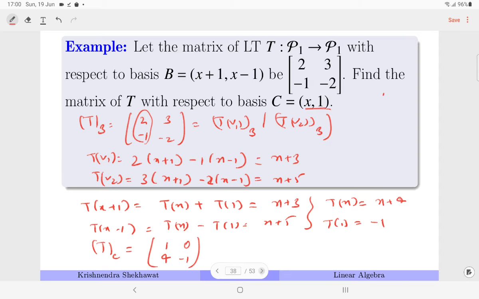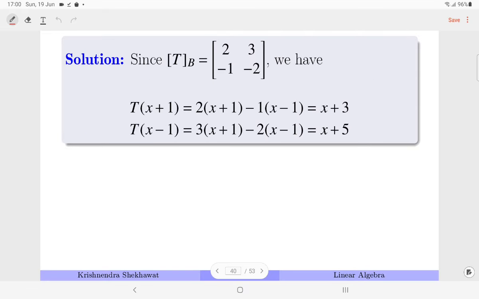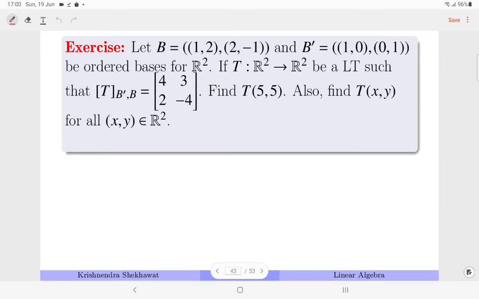So, very interesting question. The next question says that if B and B dash are bases of R2 and T is a linear transformation where T B dash B is given, compute T of (5, 5). Again, the only thing is the linear transformation T is not given, but the matrix is given. So as we did in the previous question, we must compute the linear transformation.